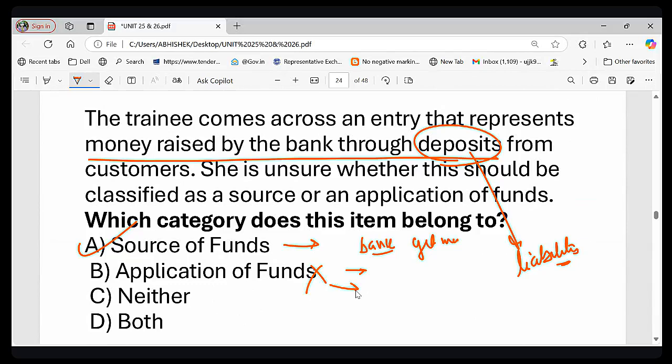Option B is incorrect. Application of fund is wrong. Application refers to how the bank uses the money. Neither is also wrong. Both is also wrong. Right. So I hope that was the easiest question possible. Let's see the next one.